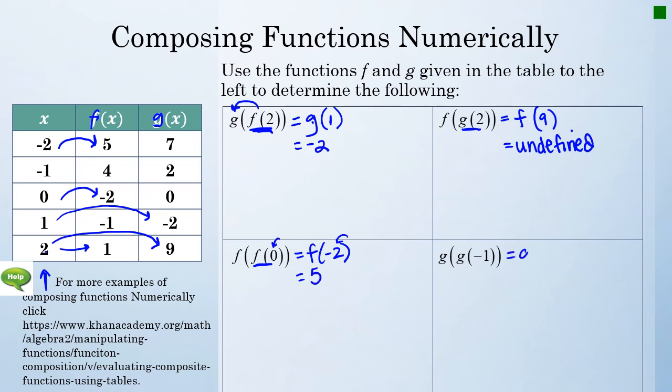Looking at g, first thing I need to do is figure out what g of -1 is. So when I input -1 into g, it outputs 2. Now I go back to g, and I'm inputting 2 in. When I input 2 into g, it outputs a 9.